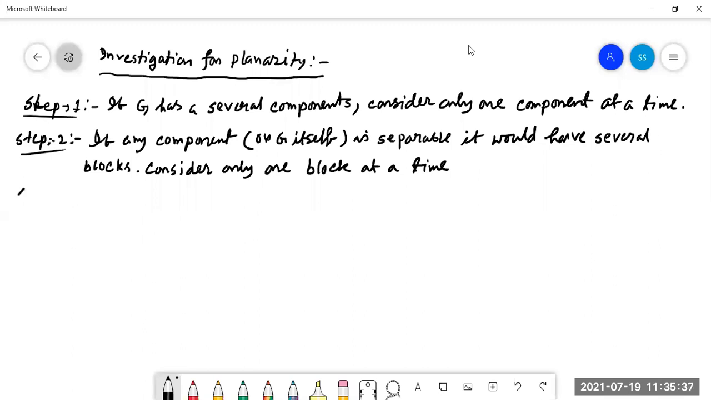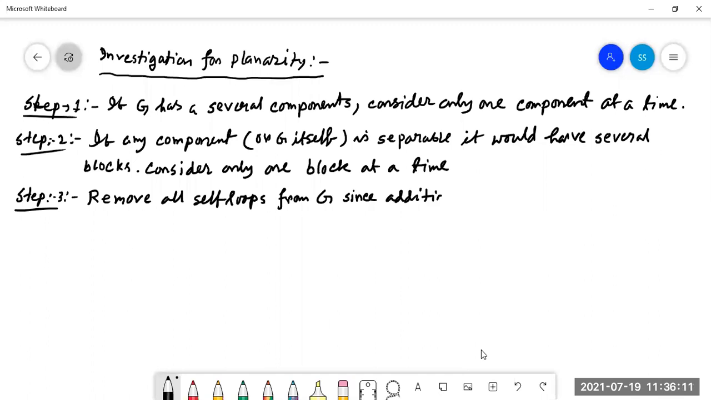Now we are going for step three. Remove all self loops from G, since addition or deletion of a self loop does not affect the planarity of G.